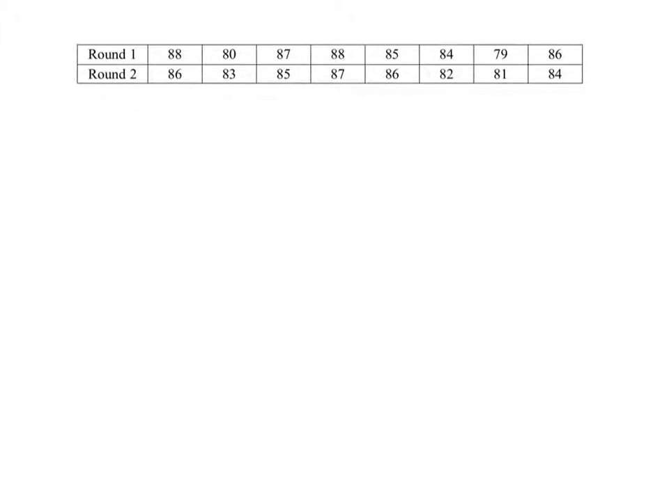So if I take round 1 first, 79 is the first score, then 80, 84, 85, 86, 87 is the 6th, and then we've 88, and we've 2 of those. They're going to take place 7 and place 8, so we're going to give them an average of those 2 values, which is 7 and a half.